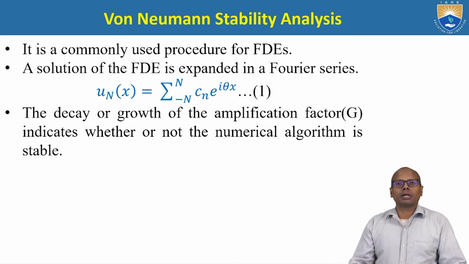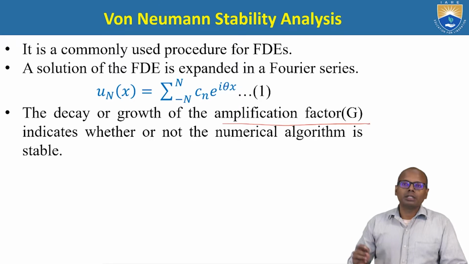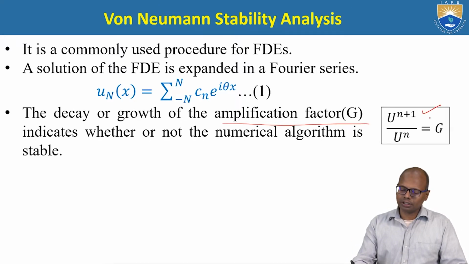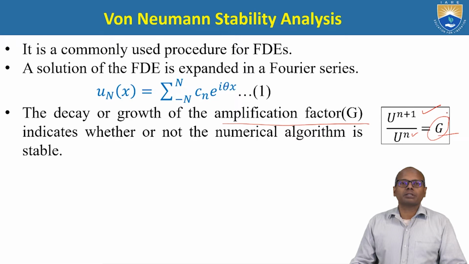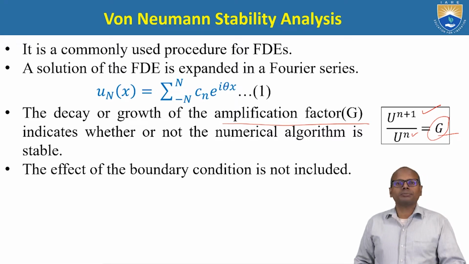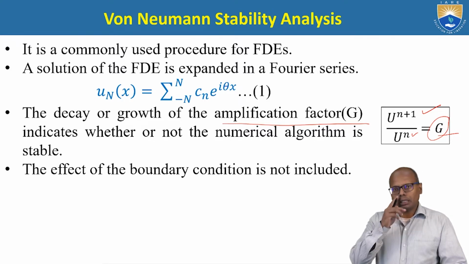In this analysis, first we find what is called the amplification factor. The amplification factor is given as u^(n+1) by u^n. Whether this amplification factor is decaying as we move along the time steps or growing, based on that we conclude whether the numerical algorithm we have written is stable or not. In the previous section we saw perturbation analysis, in which the effect of boundary conditions is included. Now, in von Neumann stability analysis, the effect of boundary conditions is not included.